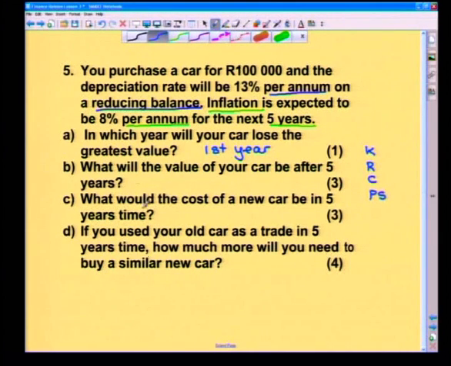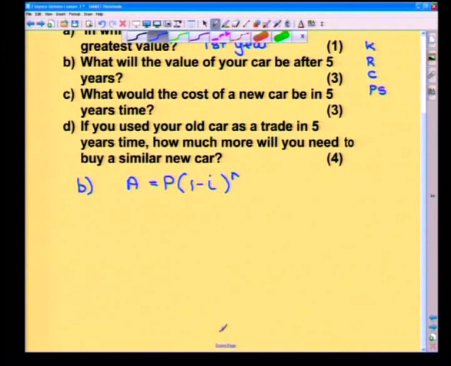I will refer to that every now and then just to remind you how you need to think about your questions. Now it says, what will the value of your car be after 5 years? So now it looks like we have to depreciate it at that 13% per annum on a reducing balance. So for B, let's have a look. We are going to use A equals P, 1 minus i to the power n. And we know we are doing 13%.